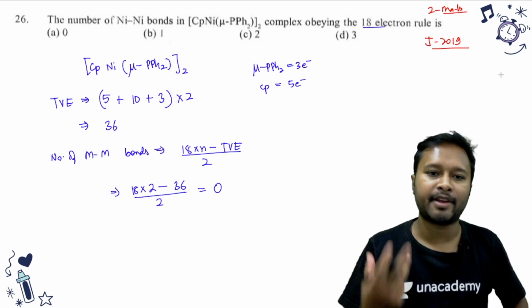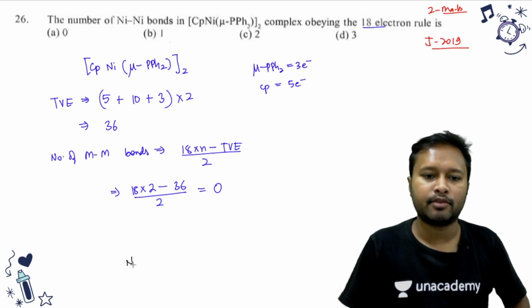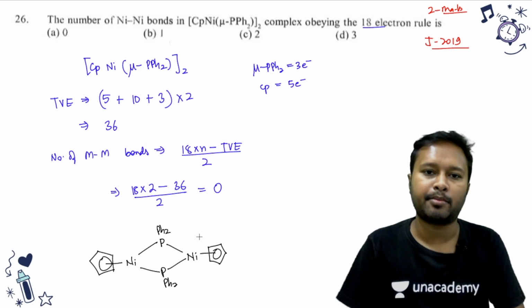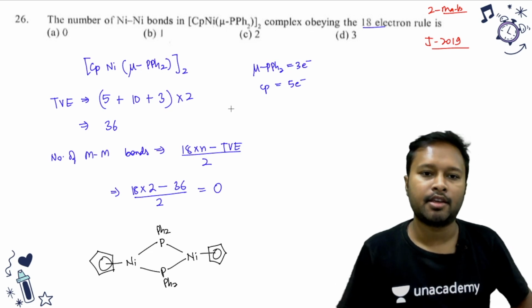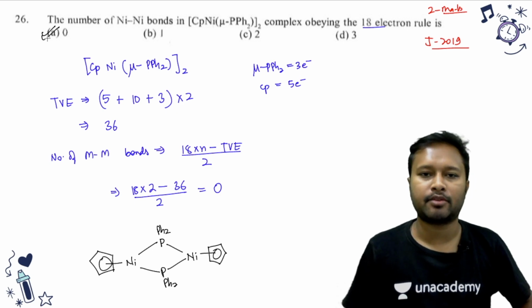So how is your complex actually going to look? Let's see that. You will have nickel, and you will have the other nickel. Since you have a bridging ligand, PPh2, that's how it is going to be. Cp is going to get attached like this. So this is going to be the structure of the complex, and that's how it is going to look. So 0 metal bonds, option A is the correct option for this.